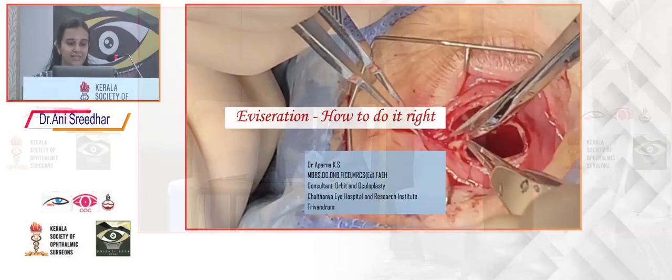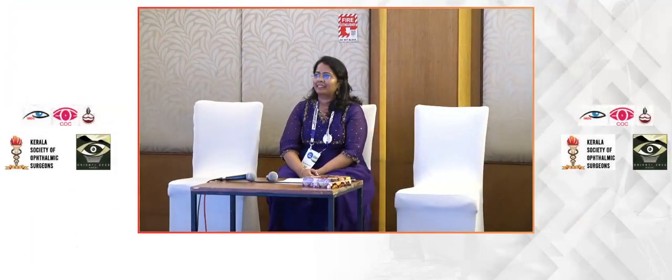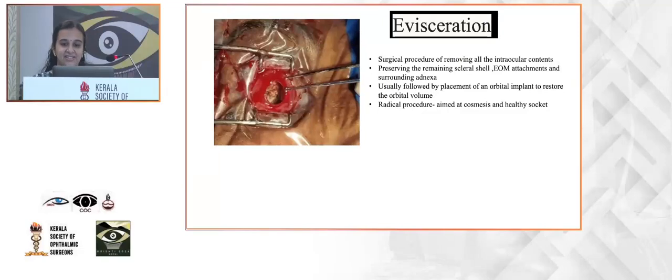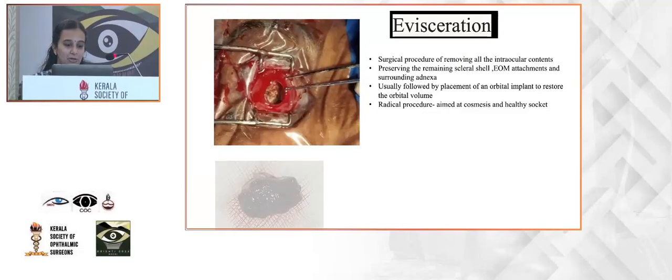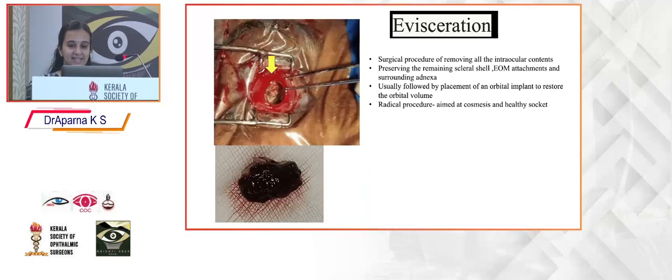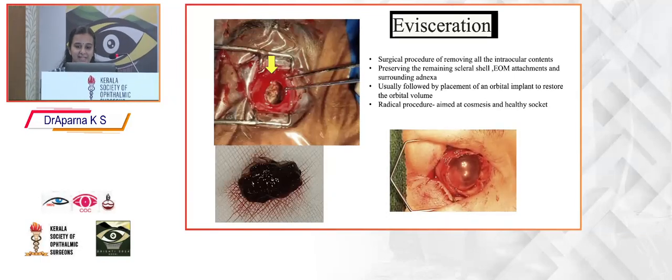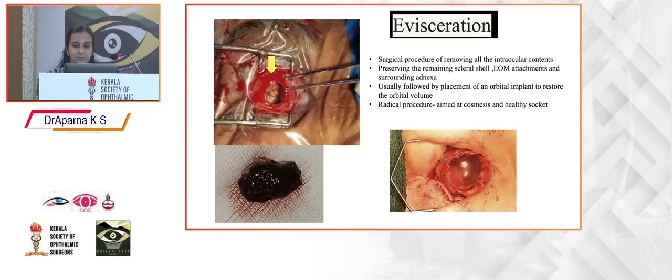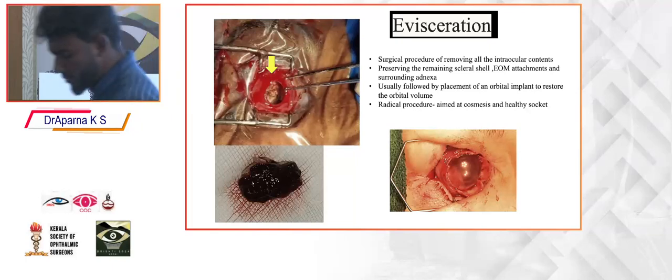Good morning. I'll be discussing the right way of doing an evisceration. Evisceration is a surgical procedure of removing all the intraocular contents, preserving the remaining scleral shell, extraocular muscle attachments, and the surrounding adnexa. Usually it is followed by placement of an orbital implant to restore the orbital volume. Even though it is a radical procedure, our aim is to provide maximum cosmesis for the patient and to maintain a healthy socket.